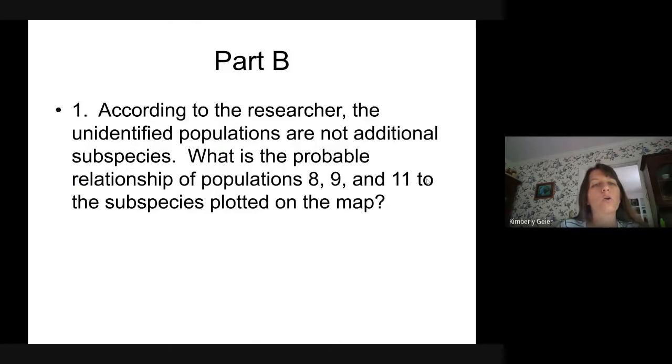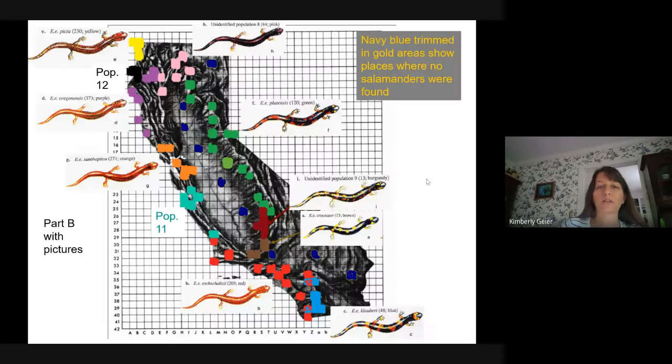So, according to the researcher, the unidentified populations are not additional subspecies. What's the probable relationship of populations 8, 9, and 11 to the subspecies plotted on the map? And I'll say focus especially on this unidentified population number 9. I think that one is going to help you answer this question the most. So look at that burgundy color there that is on the map and the picture of unidentified population number 9. It's not a separate subspecies, but how did we get this salamander?